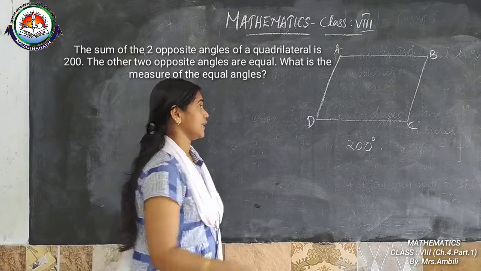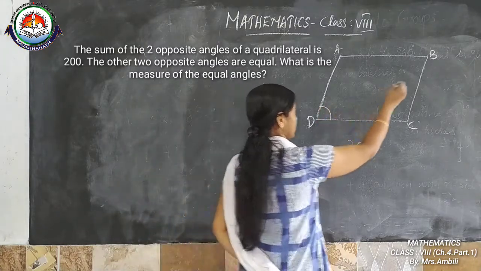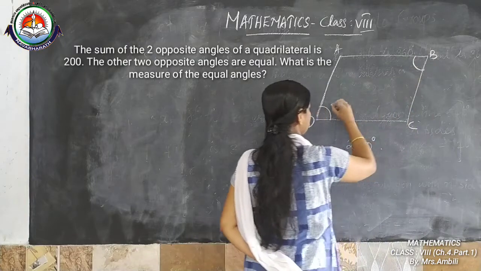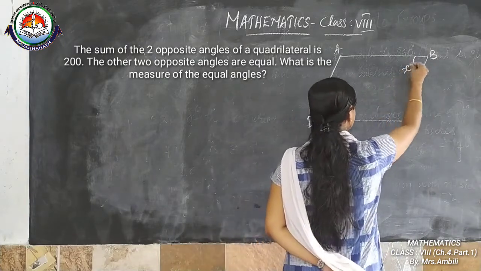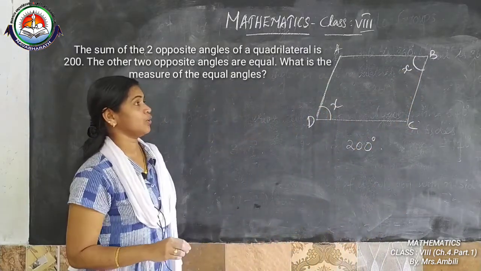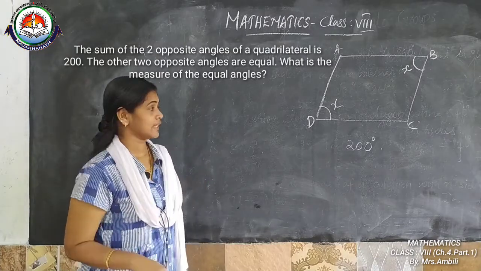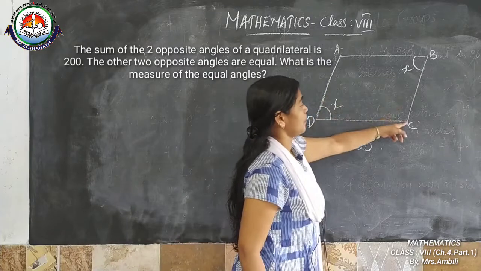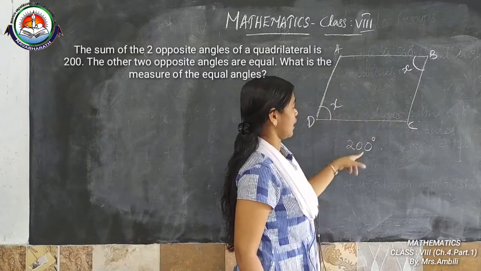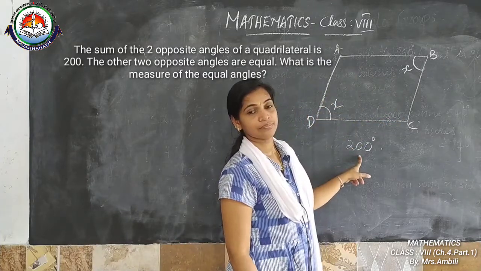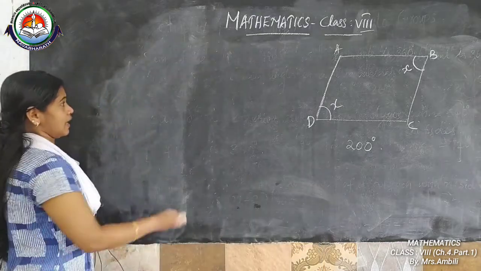Okay, so first we can take two equal angles. These two angles are equal. We can give them the name x and x. So angle D equals angle B. These two angles are equal. What is given is that the sum of the other two opposite angles is 200 degrees. Okay, so we can start.